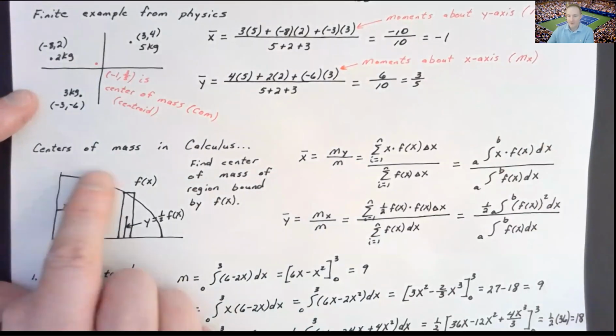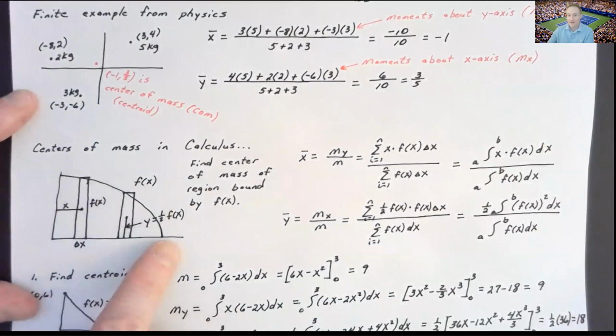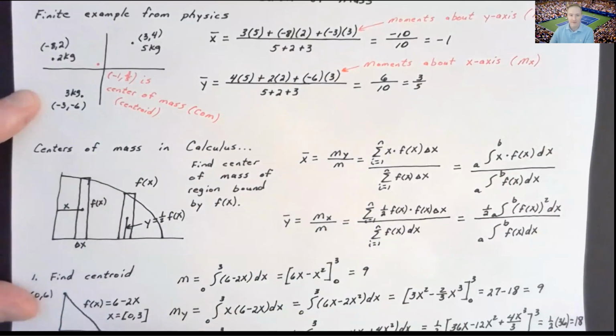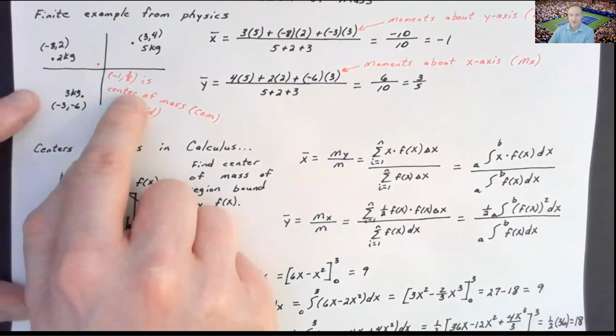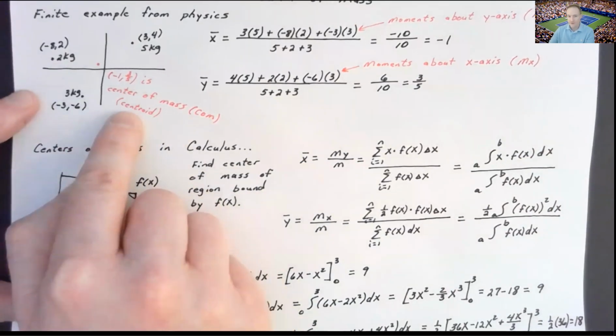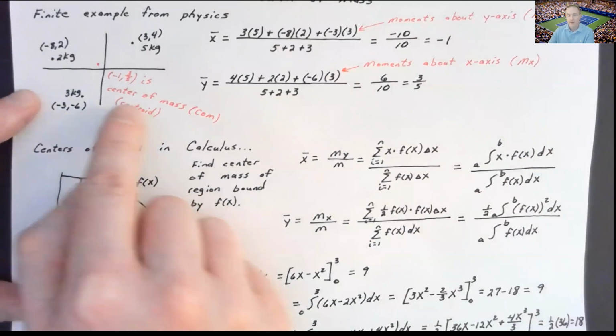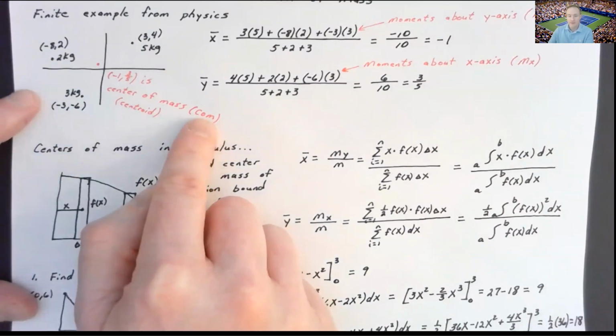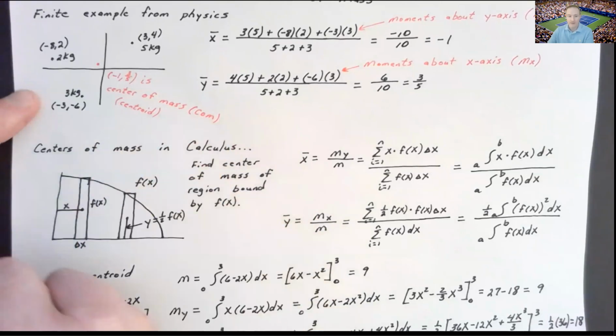So if I have this curve f of x and I'm trying to find the centroid or the center of mass of that region, and you can see those are our two terminologies for this center point. Sometimes it's called center of mass, other times it'll be called centroid. Your book frequently also uses the abbreviation capital COM for center of mass.